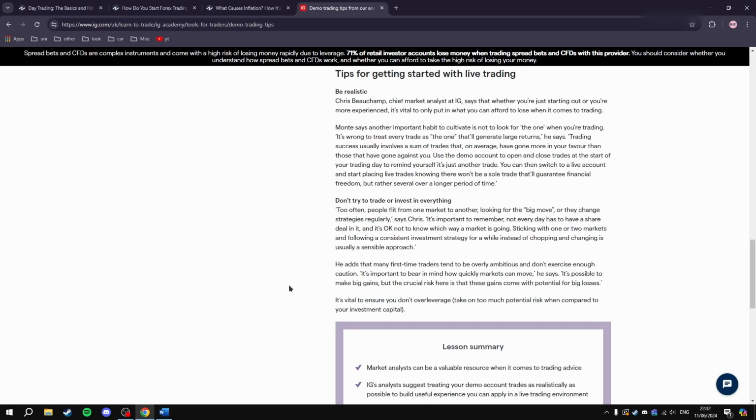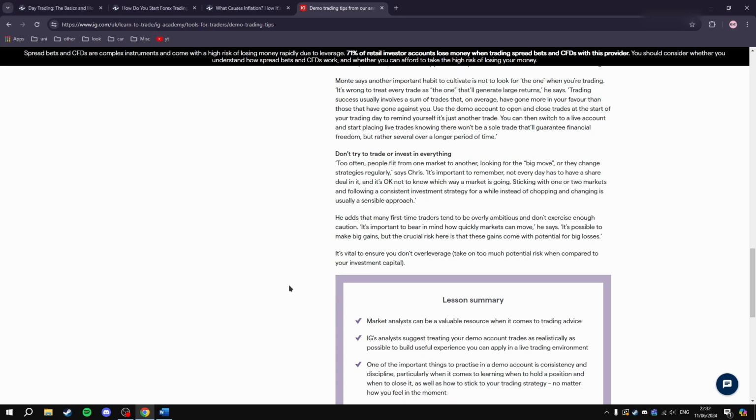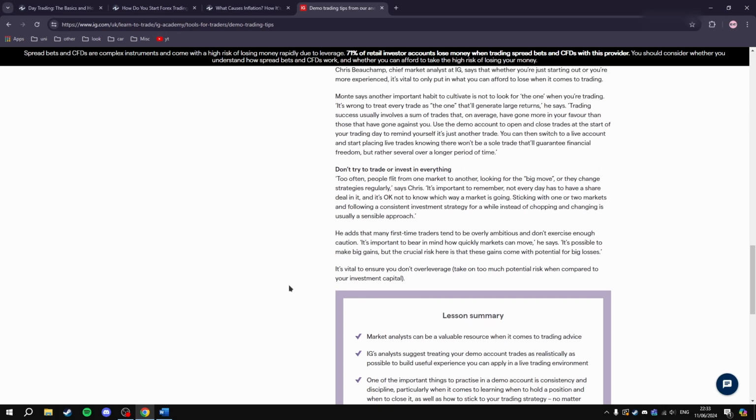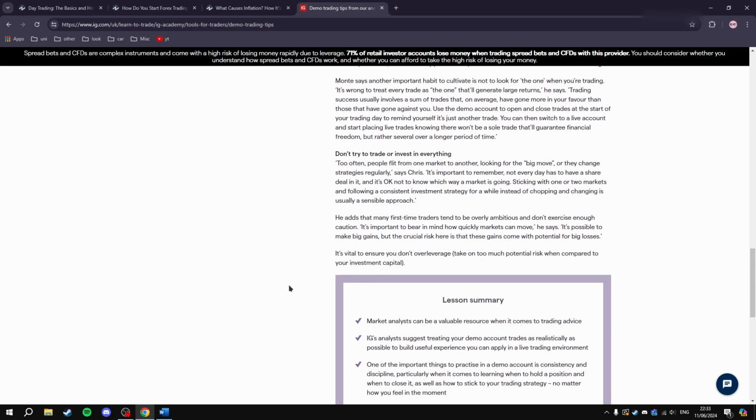Monte says another important habit to cultivate is not to look for the one when you're trading. It's wrong to treat every trade as the one that will generate large returns, he says. Trading success usually involves a sum of trades that on average have gone more in your favor than those that have gone against you. Use a demo account to open and close trades at the start of your trading day to remind yourself it's just another trade. You can then switch to a live account and start placing live trades, knowing that there won't be a sole trade that guarantees financial freedom, but rather several over a long period of time.